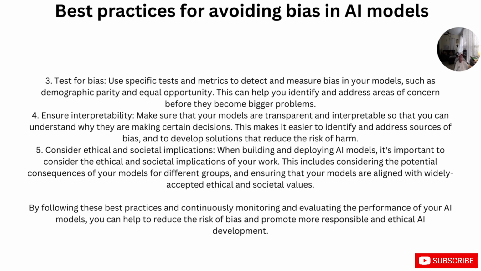Number five, consider ethical and societal implications. When building and deploying AI models, it's important to consider the ethical and societal implications of your work. This includes considering the potential consequences of your models for different groups and ensuring that your models are aligned with widely accepted ethical and societal values.